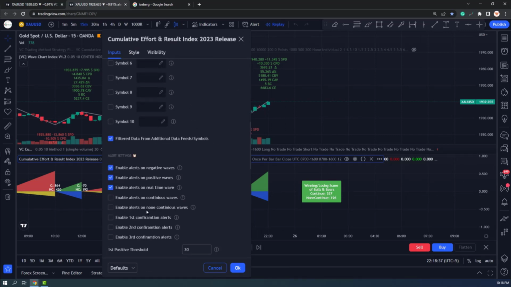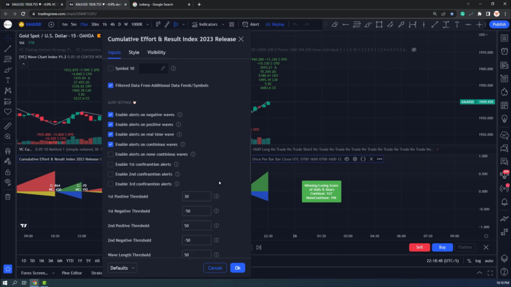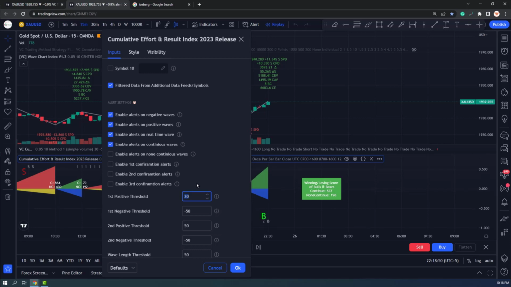I am going to here continue. This is the continue. Let me show here. Enable alerts on continue waves. Okay, I have enabled it. The positive threshold is, for example, I said 537. You see here, the B appeared here.